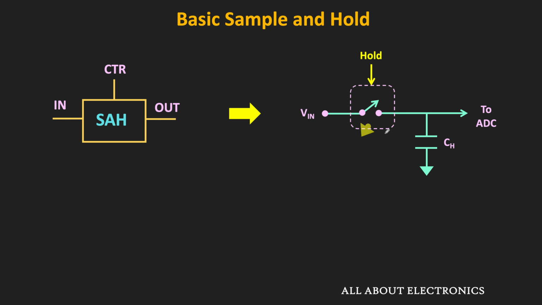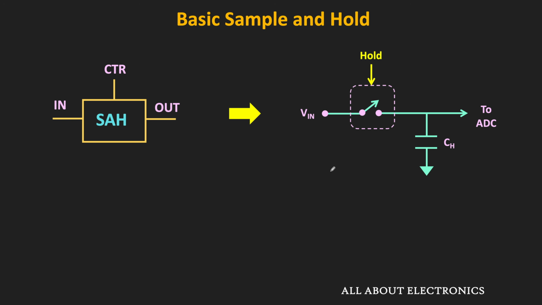This switch operation can be implemented using either BJT, JFET or MOSFETs. But nowadays, mostly MOSFET based switches are commonly used. So that is the basic working principle of the sample and hold circuit.